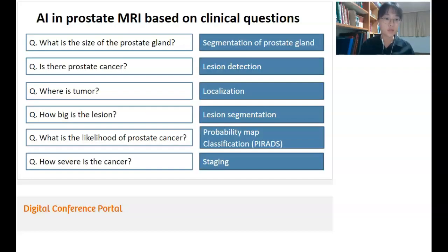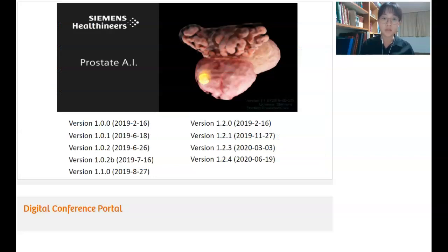So I thought that AI in prostate MRI should be developed to answer these questions, and AI should complete individual missions to provide an answer to each question. There are many articles about the AI algorithms in prostate MRI, but I will skip the summary of the previous studies. Let's move on to the main topic, AI prostate.